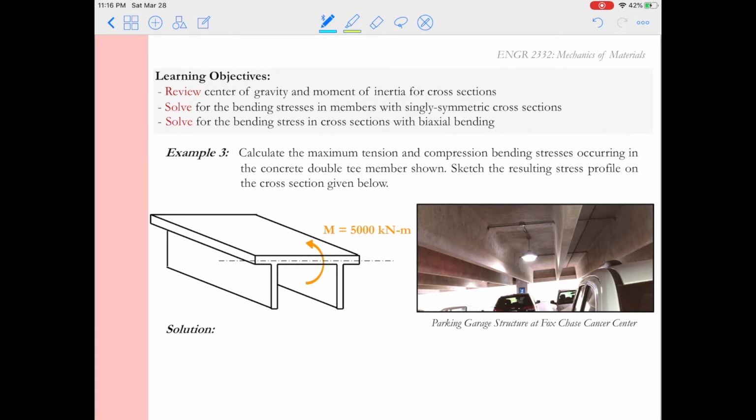Anyhow, in this member, we're going to look at it subjected to some sort of moment, and just think moment is the same as bending moment, and we can get this from the moment diagram for a particular beam. We can tell this parking garage structure is made up of double T beams because you can see the seam between each of the beams.